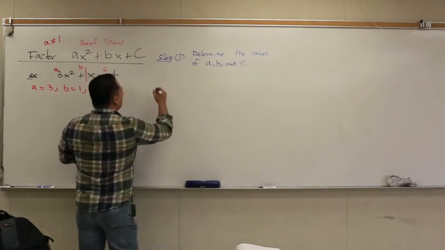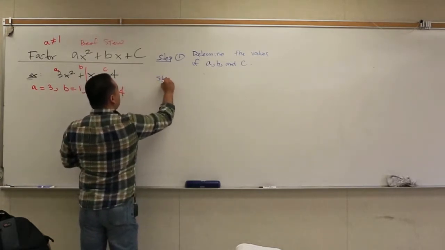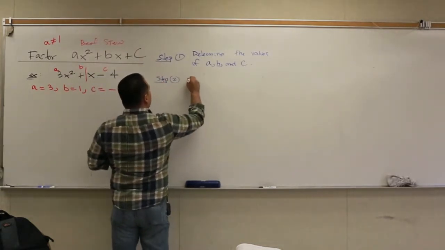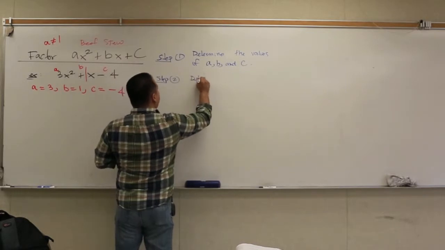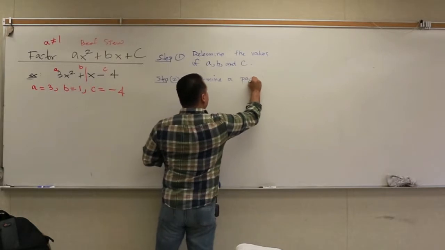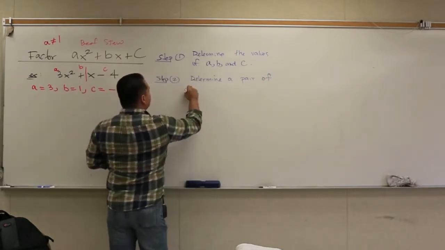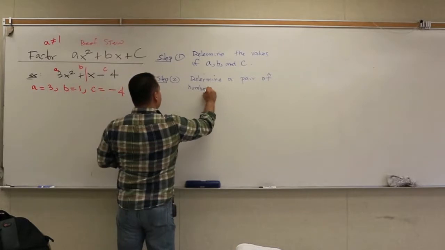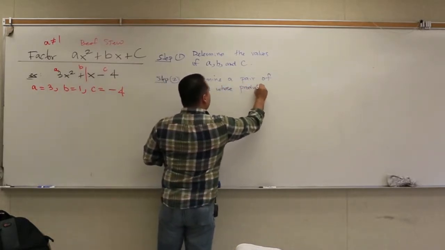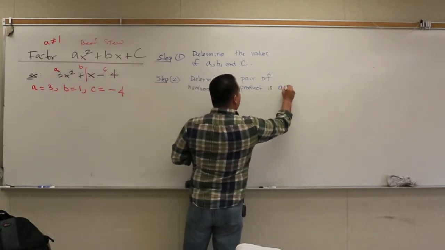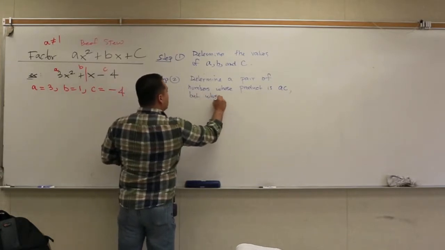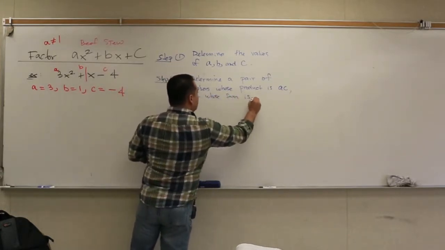Okay. Step number 2. Determine a pair of numbers whose product is A times C, but whose sum is B.